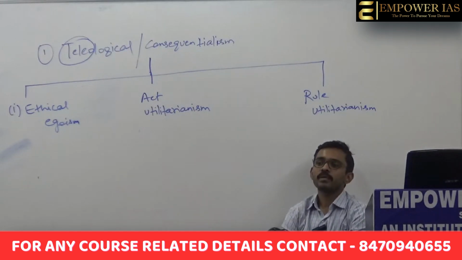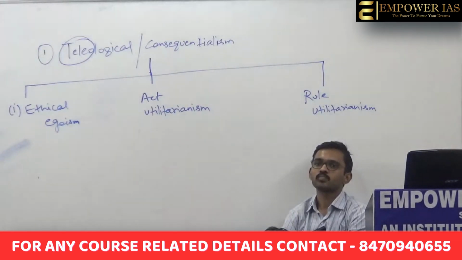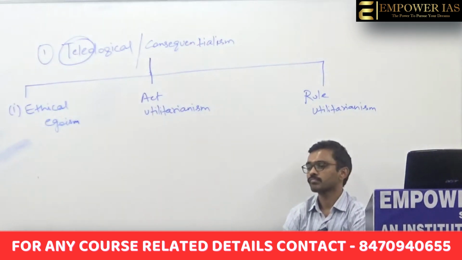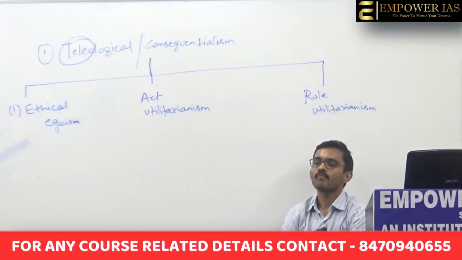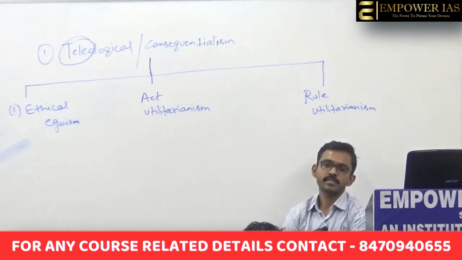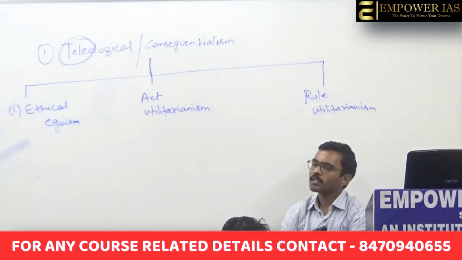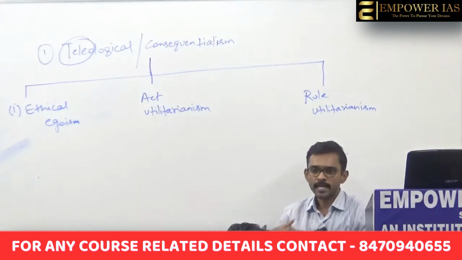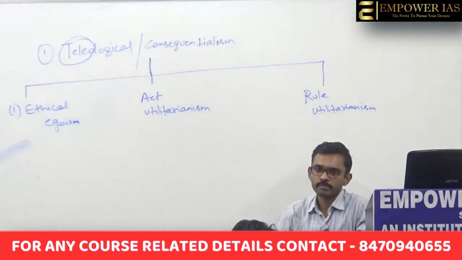What are the long-term consequences of my action? Second, what will happen if everybody as a rule starts acting in a similar way? So in rule utilitarianism we ask two questions to assess the morality of any action. What are the long-term consequences, not just the short-term, of my action? And second, what will happen if what I am doing, everybody as a rule starts doing the same thing? Then what will happen?